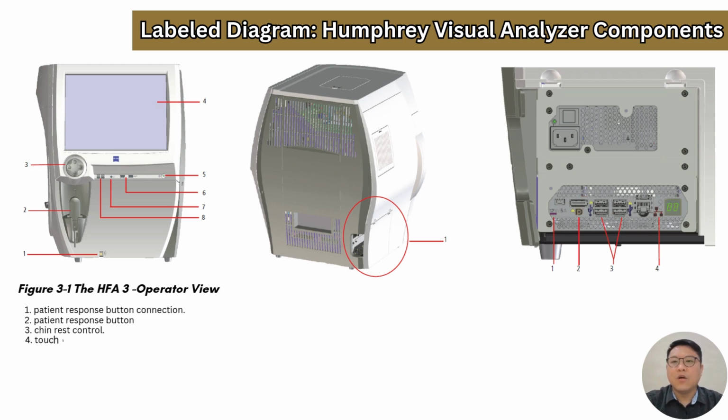The touch screen on the front panel allows the operator to set up and run the test. The on-off button powers the device, while the USB connection can be used for data transfer or accessories. The audio output is for connecting external sound devices, and the speaker outputs system audio signals.